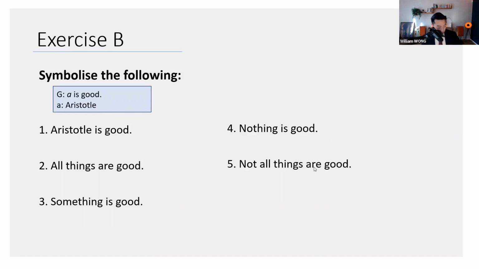Okay, here's an exercise. Please do this. I'll give you a minute and a half. If you're done, write done. Okay? See you in a bit.